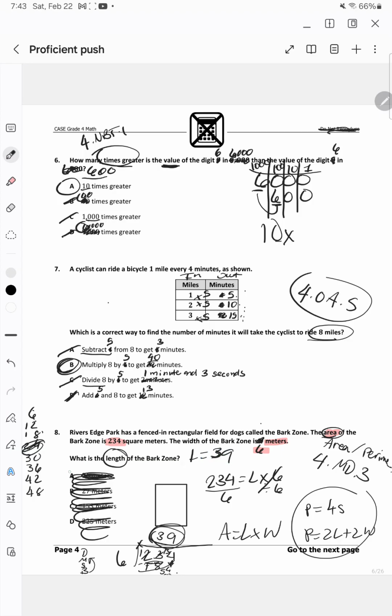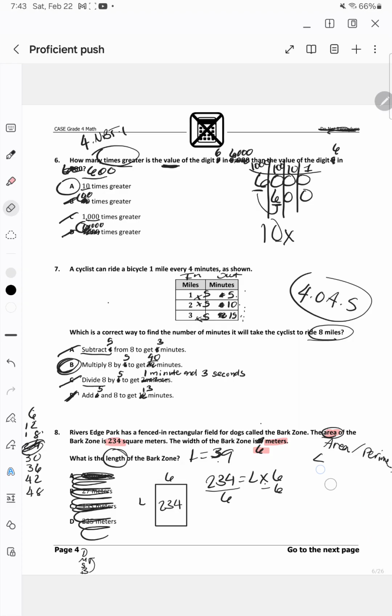So for this strategy, all you got to do is just divide. When you have something missing, and your test will do that, they love to make something missing because they know you can easily multiply 39 times 6 and get your answer. In this case, we knew our width was 6 and we didn't know the length. We knew the area was 234. You have to do long division, or you can say area model division, and I'll show you how you can use area model division.